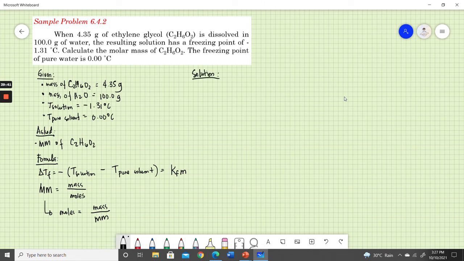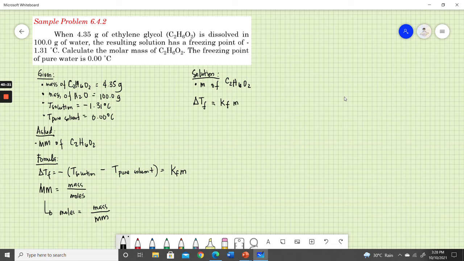Okay, so before we can find the molar mass of C2H6O2, let's first find how many moles of ethylene glycol we have. Okay, so bago natin makuha yung molar mass, kailangan muna natin hanapin yung molal concentration of C2H6O2. Okay, in order for us to get that, we will have to use the equation ΔTf is equals to Kf m.